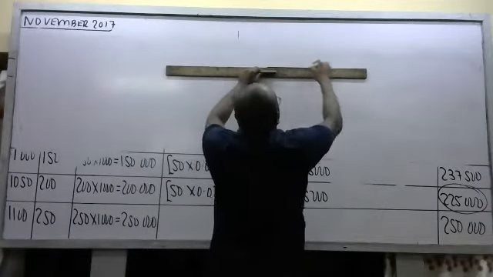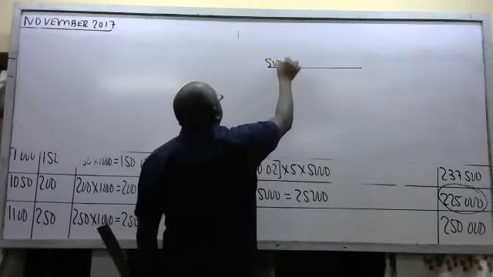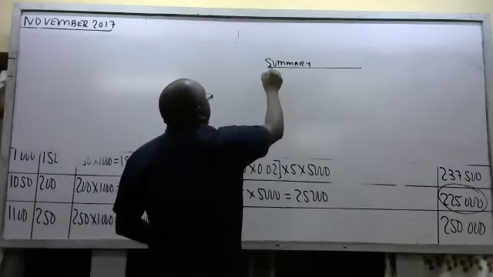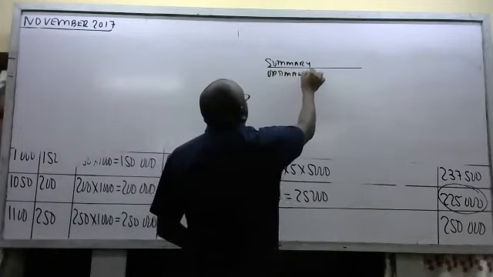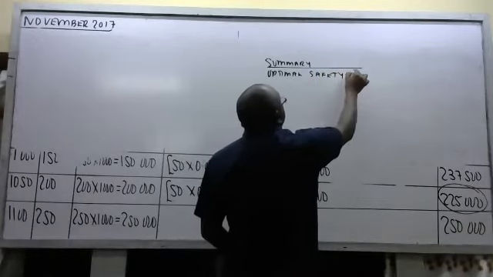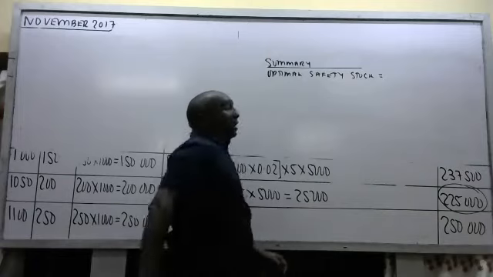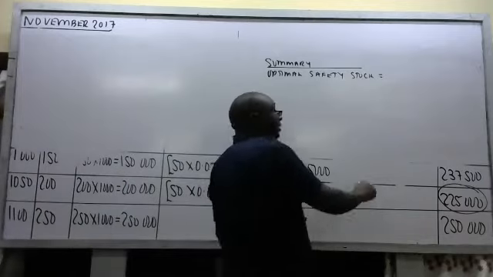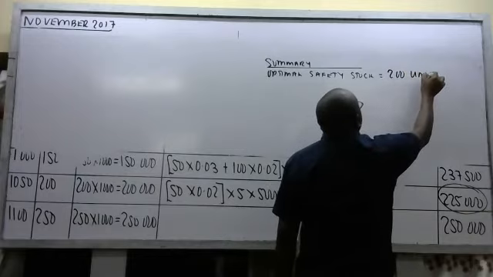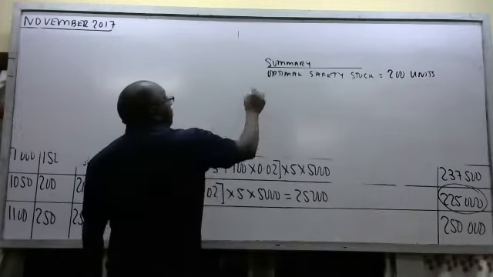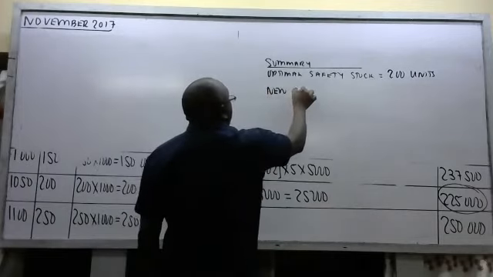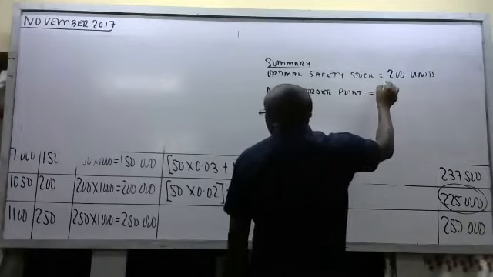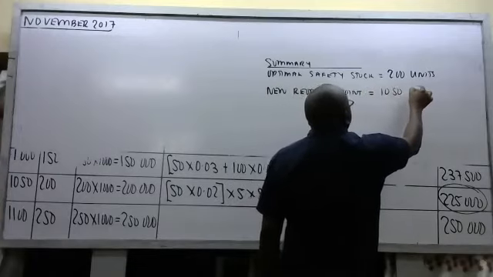And in the summary, I told you, you should give us 3 things. One is optimal safety stock. So that is the number of units corresponding to your selection. This one, so we are going to advise for 200 units. And based on that, you now advise on the new reorder point, which is 1050 units.